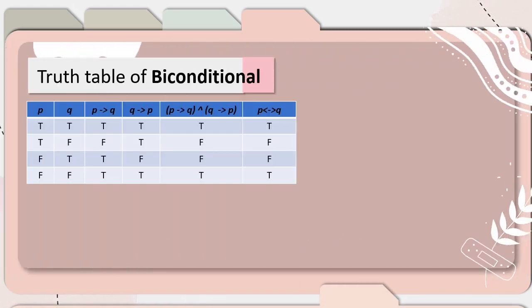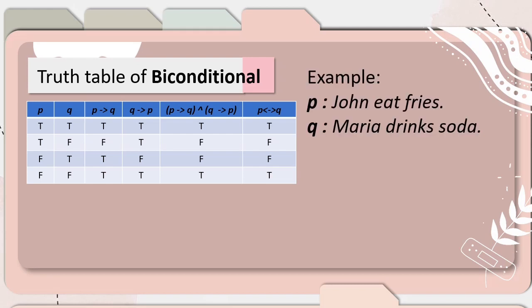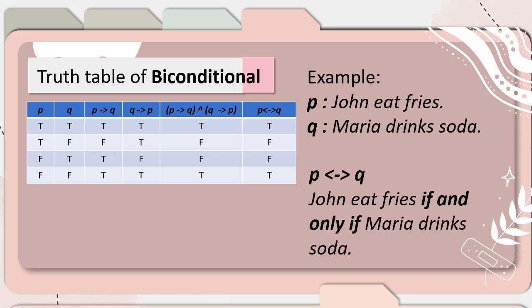Now let's move to our last type of statement, which is the biconditional. Notice that the biconditional P ↔ Q is true when P and Q have the same truth values, and false otherwise. Often in mathematics, the words necessary and sufficient are used to describe conditionals and biconditionals. Let's have an example. Your first statement is John eats fries, and your second statement is Maria drinks soda. When combining these two statements using the biconditional, whose connective is if and only if, the result will be John eats fries if and only if Maria drinks soda.